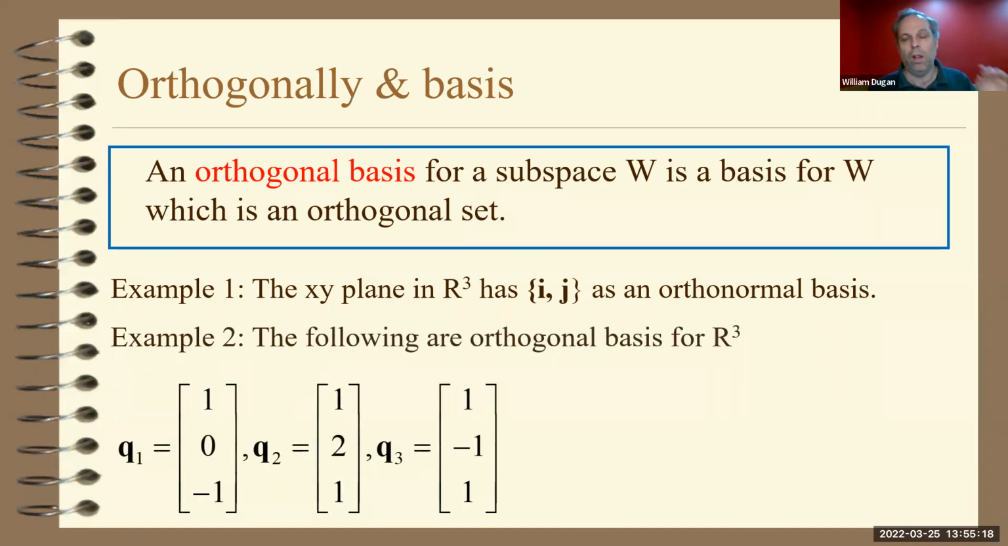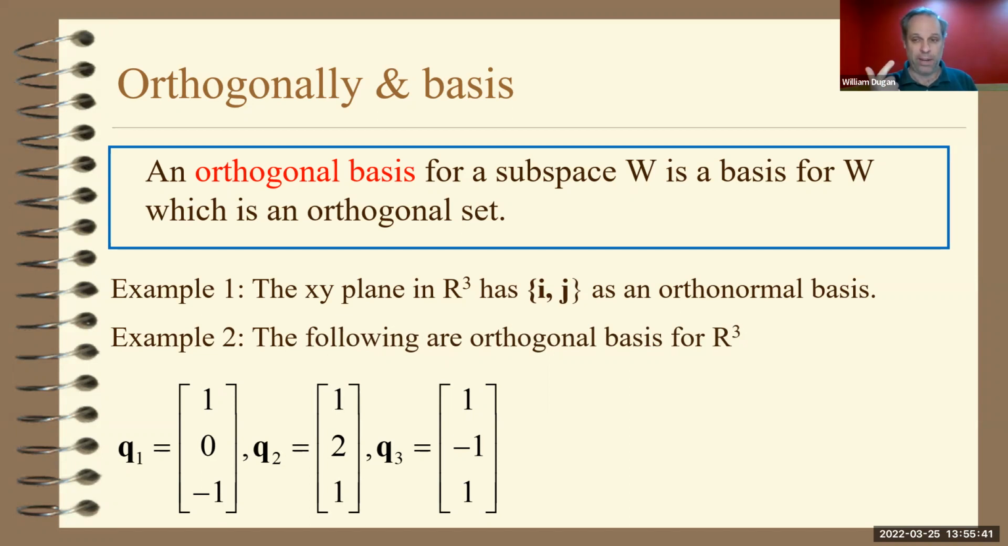Also, though, these three vectors form an orthogonal basis for all of R3. Why? Well, because these vectors are orthogonal to each other. We just said that before. Take the dot product in any order of any of these guys. Their dot product is going to be 0, as long as you don't take the dot product of a vector with itself. So they're orthogonal.